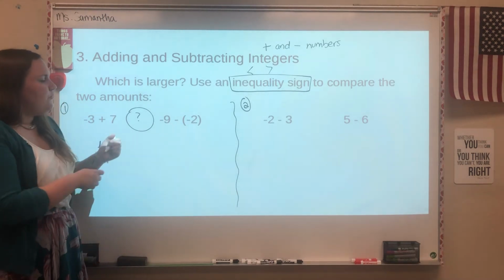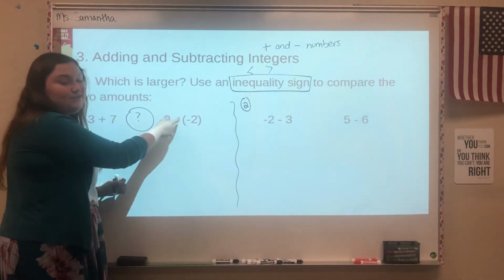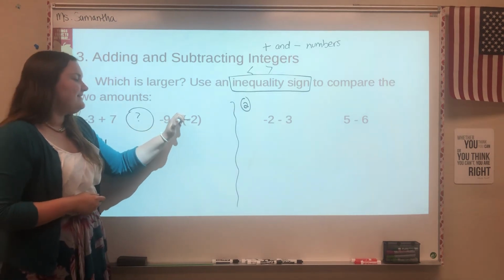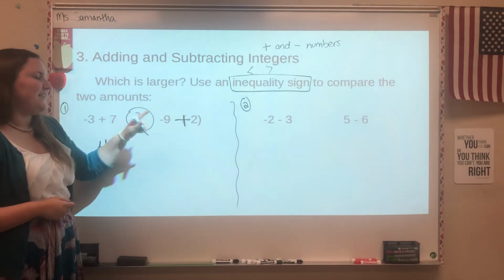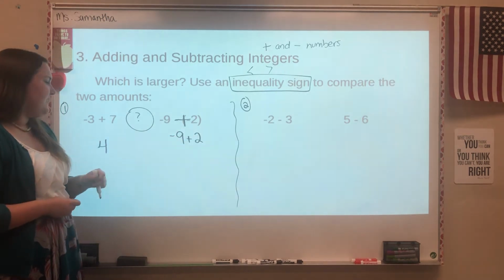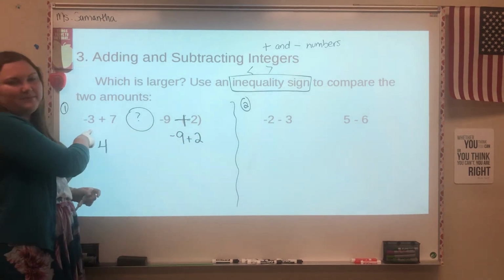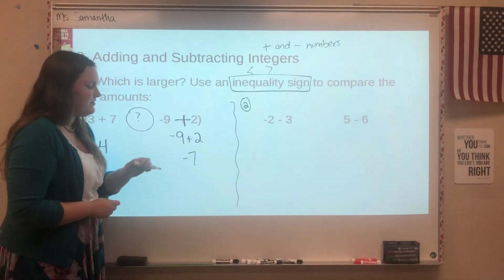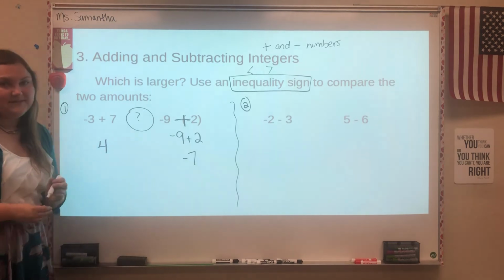Over here, when you've got 2 subtraction signs, 2 minus signs right next to each other like that, that becomes a plus sign. Subtracting a negative is the same thing as adding. So this would say -9 plus 2. It makes it a real similar problem to this one. Different signs, subtract, and then keep the sign of your larger number. That side ends up being -7.